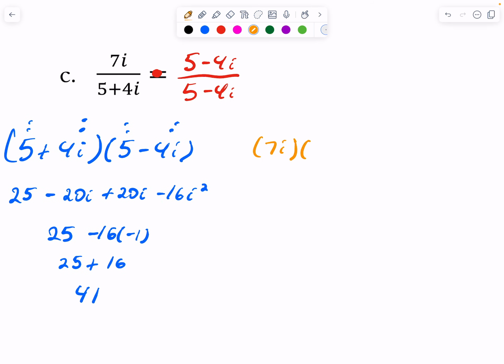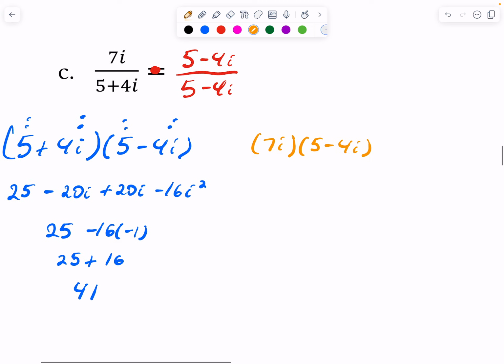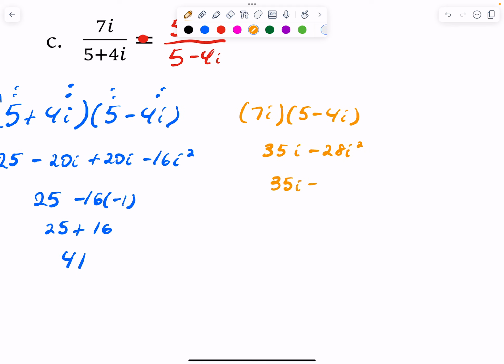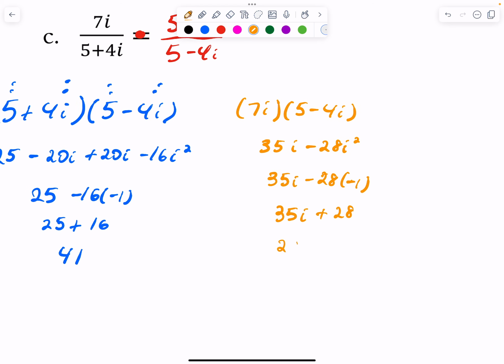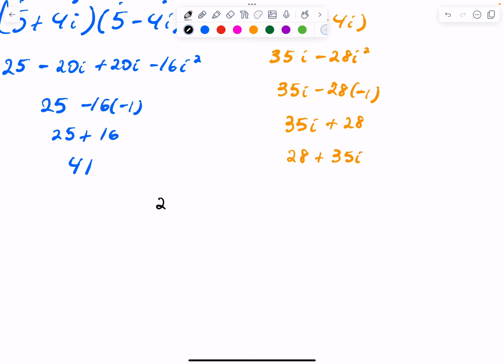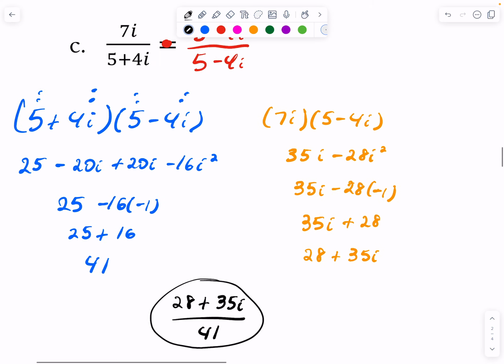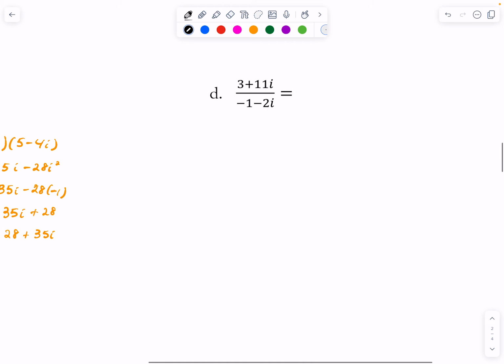Multiply 7i times 5 minus 4i to get 35i minus 28i squared. Cannot leave that alone because we do have an i squared, which is the same as negative 1. So 35i plus 28, written in the correct form of real number and then imaginary term, and we're going to bring that down and write the answer. So 28 plus 35i over 41. I don't think we can divide all three of those numbers by anything, so I'm just going to leave it like that. All right, last one, and then we'll be finished.